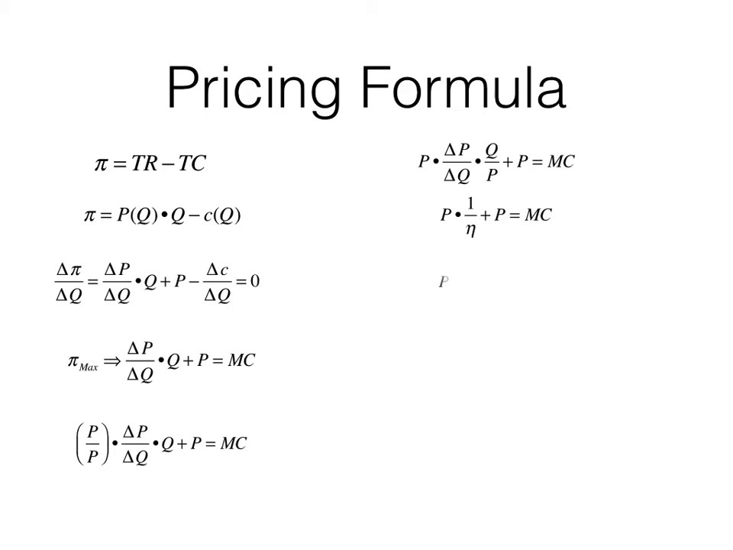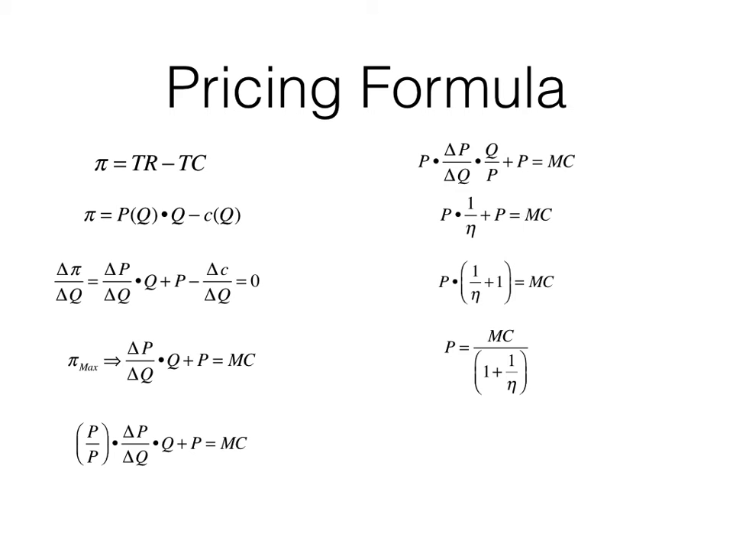Now I'm going to factor out P, and I can say P times 1 over elasticity plus 1 is equal to marginal cost, and then divide both sides of the equation by 1 plus 1 over elasticity. I've just reordered the 1 plus 1 over elasticity. And this is a simple pricing formula.